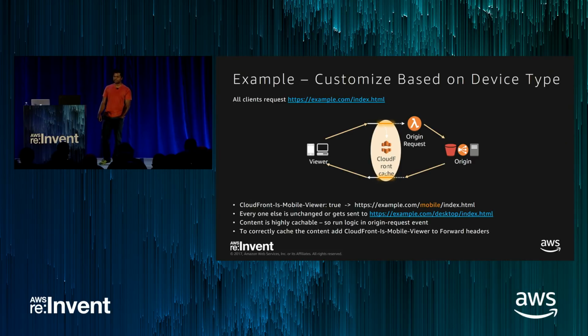One thing of note is that if you do it in the origin request event, you want to make sure that whatever headers you're looking at are also part of the cache key. CloudFront has facilities to do that. It's called forward headers. Make sure that's part of the cache key, and forward headers will get you there.